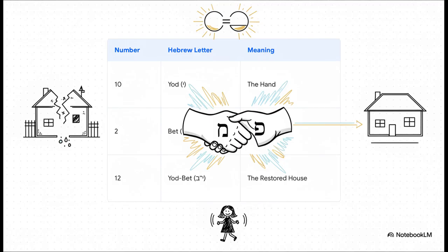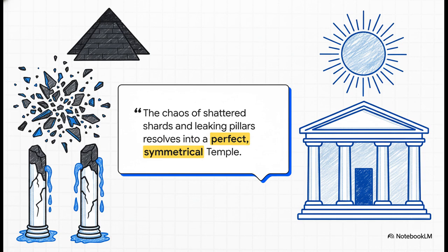The equation is perfectly balanced. The blueprint is fulfilled. The house isn't shattered anymore. It's not leaking. It's not fenced off. It is, finally, the restored house. And the proof? The girl gets up and walks. And just like that, our architectural journey is complete. Think about where we started, with the total chaos of a broken sunburst, just shards of gold flying into the darkness. We moved to the instability of leaking pillars, and then the crushing weight of a sealed-off fortress.